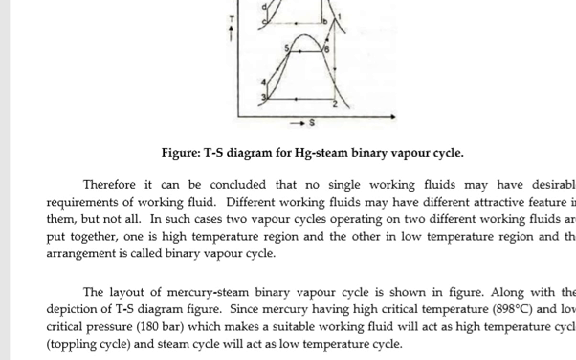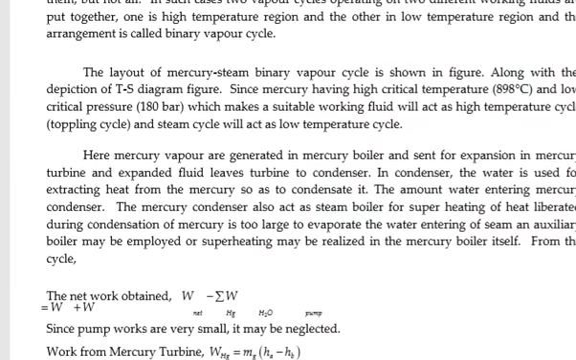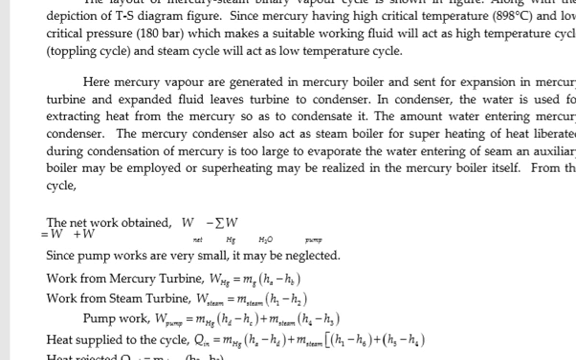In such cases, two vapor cycles operating on two different working fluids are put together. One is the high temperature region, the other is the low temperature region, and the arrangement is called the binary vapor cycle. That means two vapor cycles acting with two different working fluids together is known as the binary vapor cycle. The layout of the mercury-steam binary vapor cycle is shown in the figure.